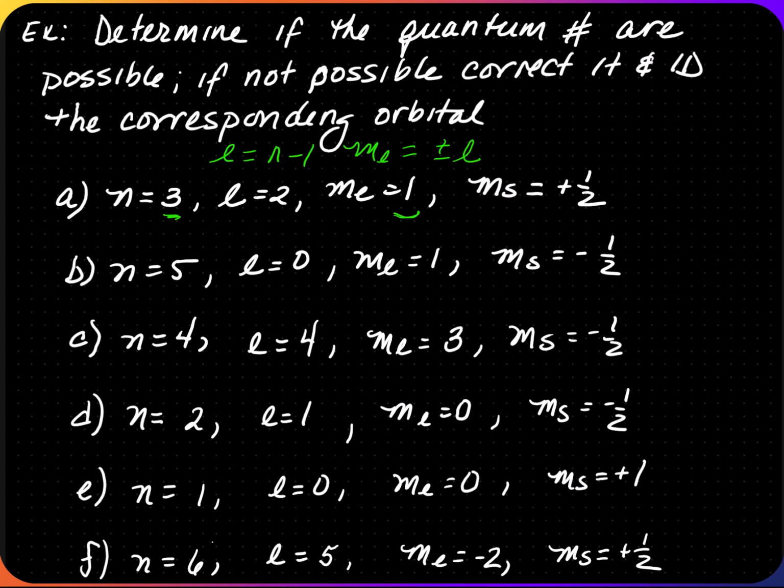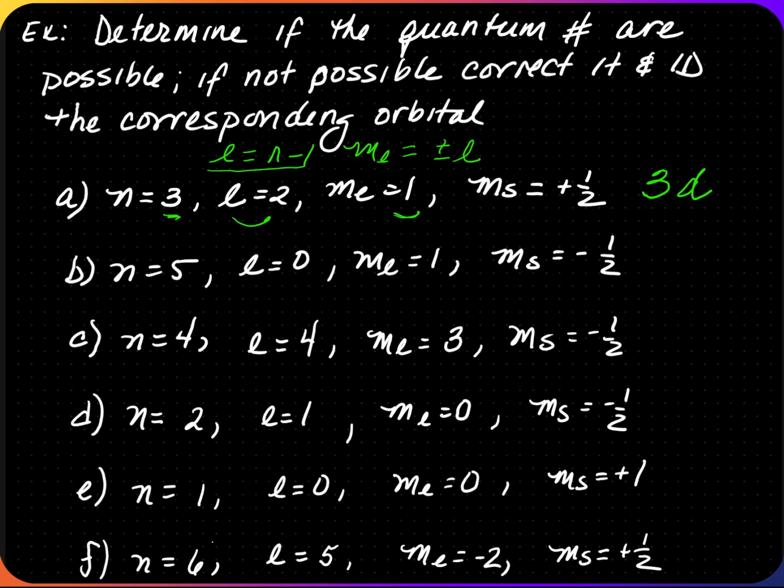MS can be plus a half or minus a half. It doesn't matter which one you use for the class. You just need to use one or the other. A is correct. So the corresponding orbital is going to be energy level 3. L is equal to 2 is D. So this is 3D. Next one, when n is equal to 5, L can equal 0 because L is n minus 1. So 5 minus 1 can be 4, 3, 2, 1, 0.